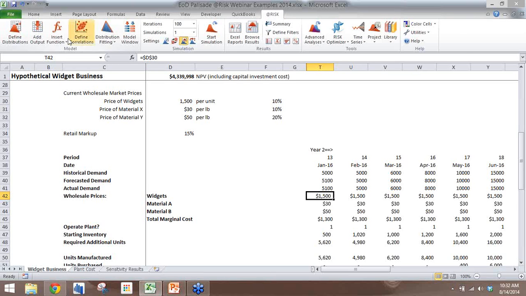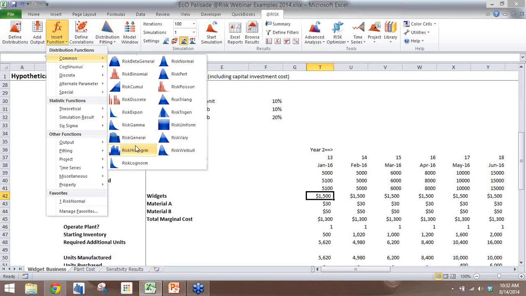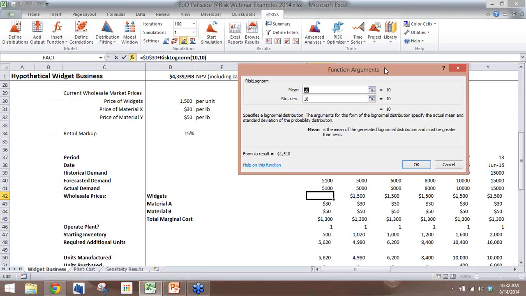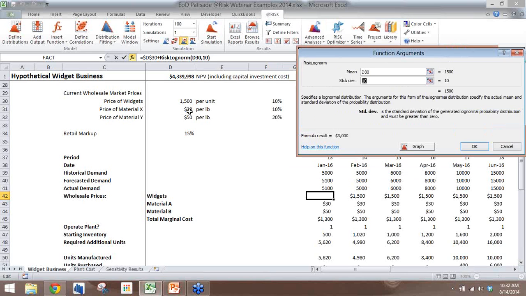I'm going to go back to my insert function and pick my lognormal distribution. I'm going to specify for my input here D30. For my input for the standard deviation, I'm going to do D30 times F30. And I'm going to enter that there.